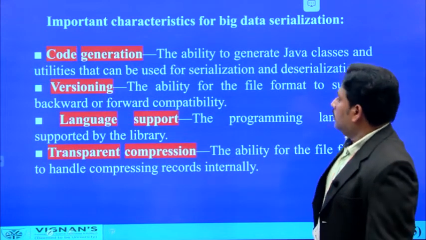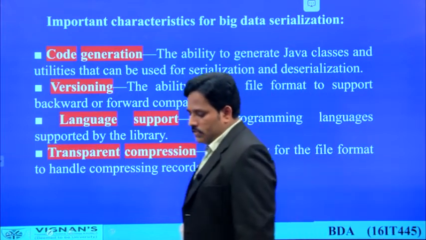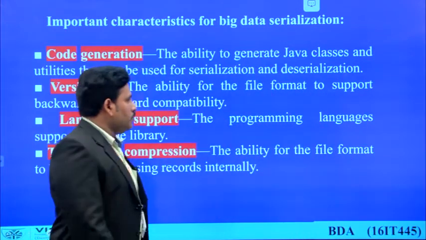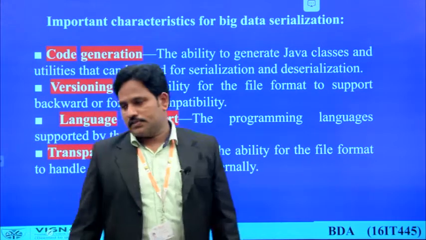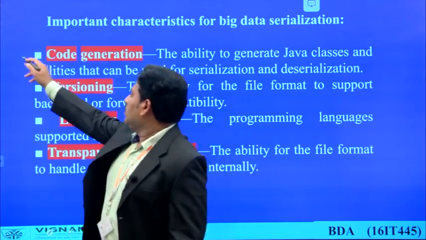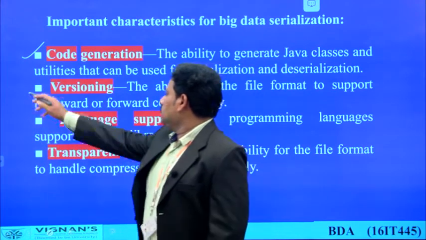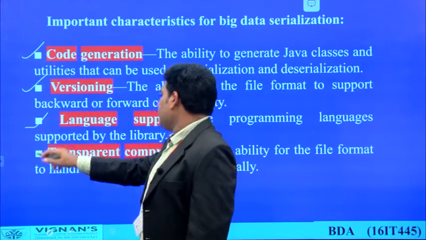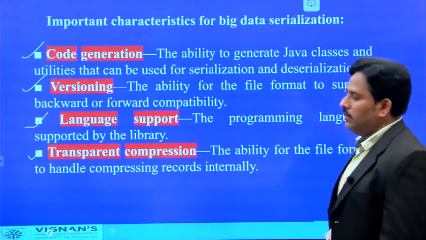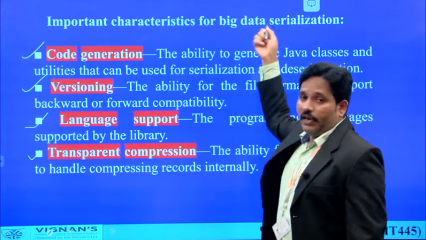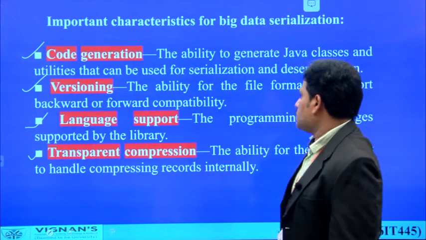Now, in order to implement the serialization activities in a MapReduce environment, we have to follow these four basic characteristics. They are code generation, versioning, language support and transparent compression. These are the characteristics of data serialization. Let us go through each and every characteristic.